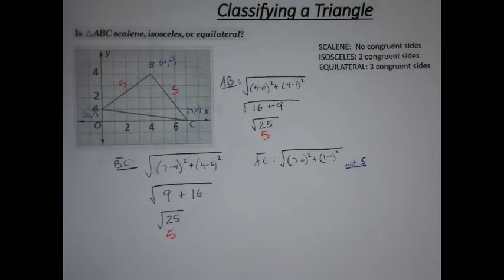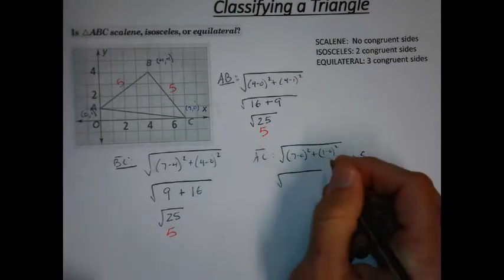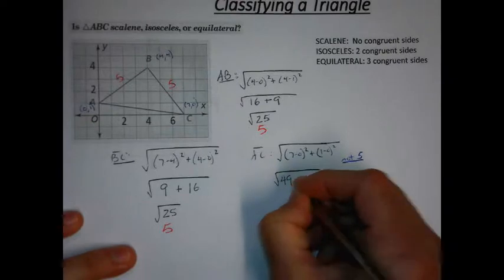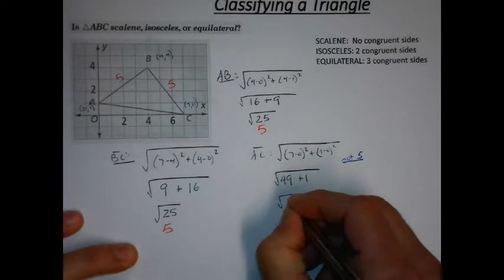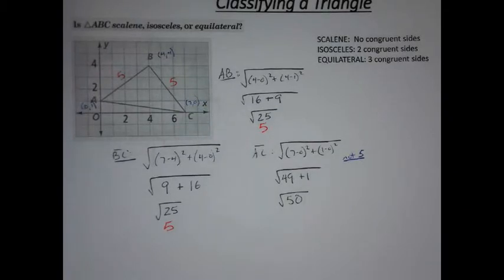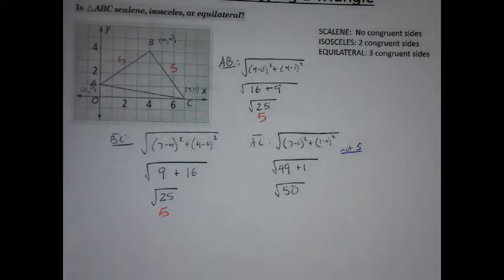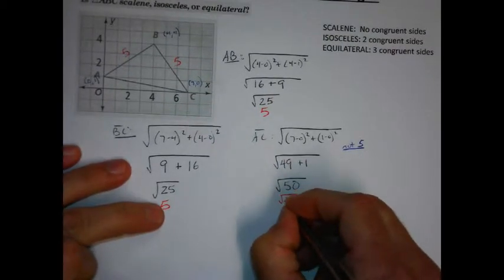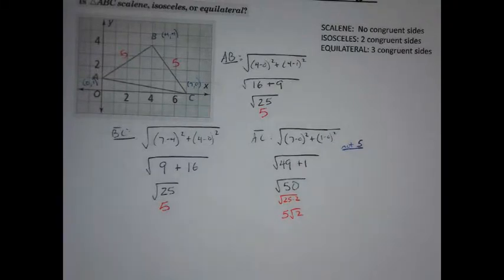because practice is awesome. So 7 minus 0 is 7. 7 squared is 49. And then 1 minus 0 is 1. 1 squared is 1. So we have the square root of 50. Okay, now we can clearly tell that the square root of 50 and the square root of 25 are not the same. But remember the video again on simplifying radical expressions. How do we simplify the square root of 50? If you recall, 50 is 25 times 2. So we have 5 times the square root of 2. Okay, so we do have 5 times the square root of 2.